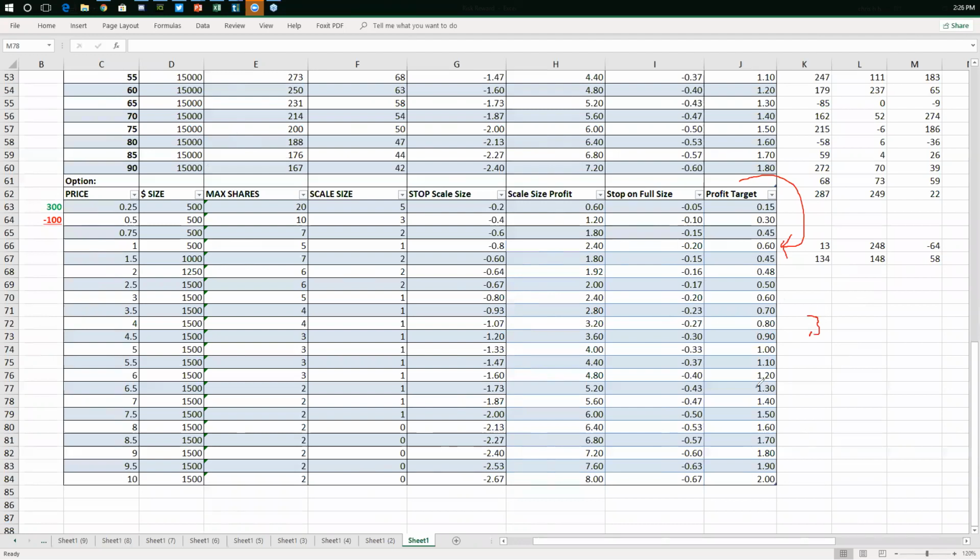Obviously, if you're an options player, you would know that as the contract moves closer towards the strike price, the delta is going to increase. So that's something to also think about. But this is a way of quantifying whether or not that option contract that you're trading makes sense.